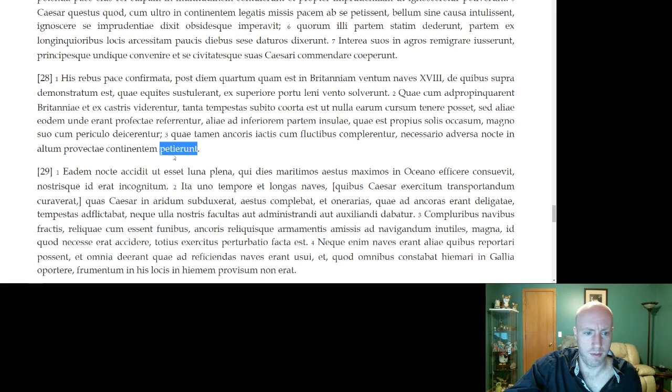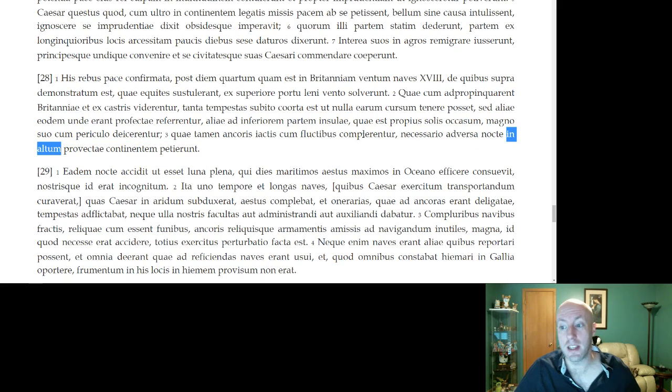they sought the continent, so they headed back for Gaul, having been carried in altum, having been carried into the deep. So they're not close to the shore, they're not close to the island where it's going to be shallower waters and perhaps safer to navigate. They're being carried out into the deep, and so they've got to sail for the continent. And it's not necessarily the safest thing to do that nocte at night, but necessario. They've got no other choice. It's either get swept out to sea and never heard from again, or risk some nighttime sea travel and make your way back to the continent.